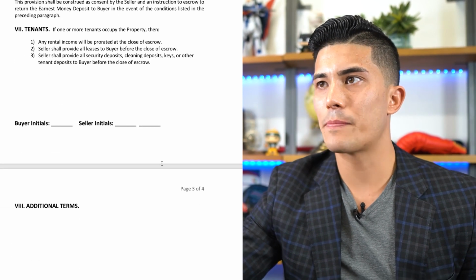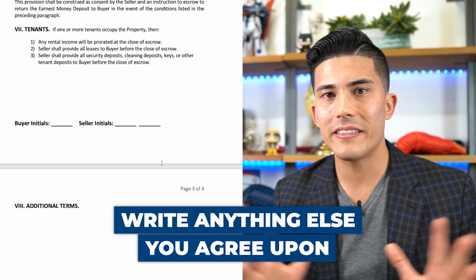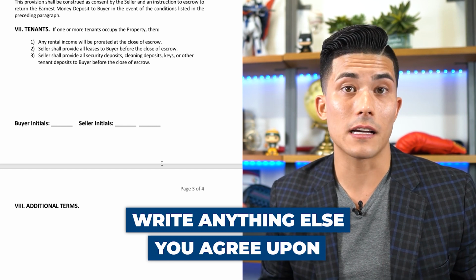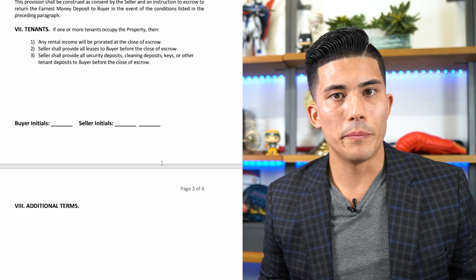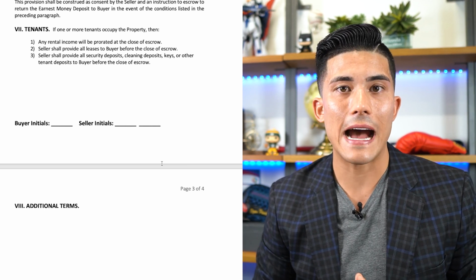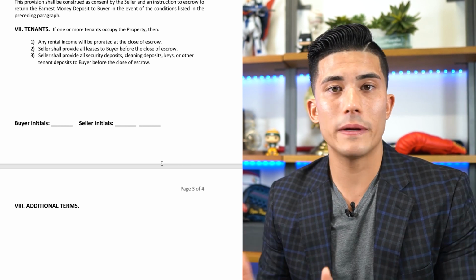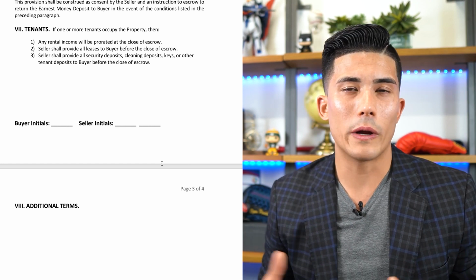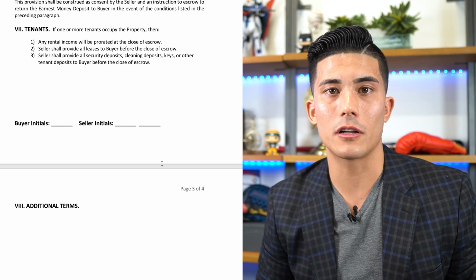All right, so this is the last page of the RPA. Additional terms. This is where you guys would write anything else that you agree upon. A very common one that we do is a seller rent back. So maybe the seller says, hey, I'm willing to do your deal, but I need to rent back for 2 weeks after the close of escrow. So that means you're gonna buy it. They still have 2 weeks in the property to get their stuff moved and get on to their next place. So we would write that in here, that seller to rent back for 2 weeks after the close of escrow.